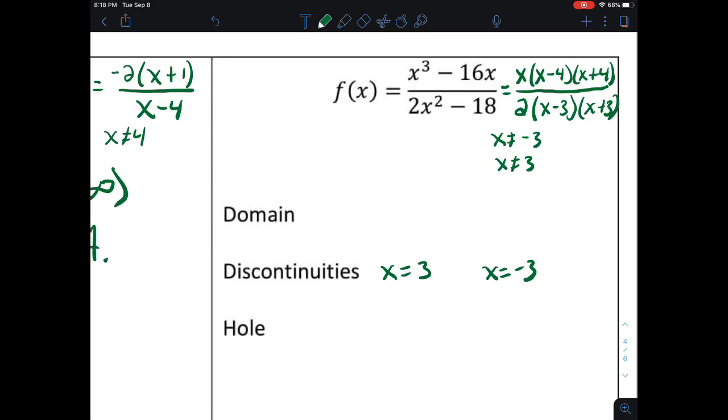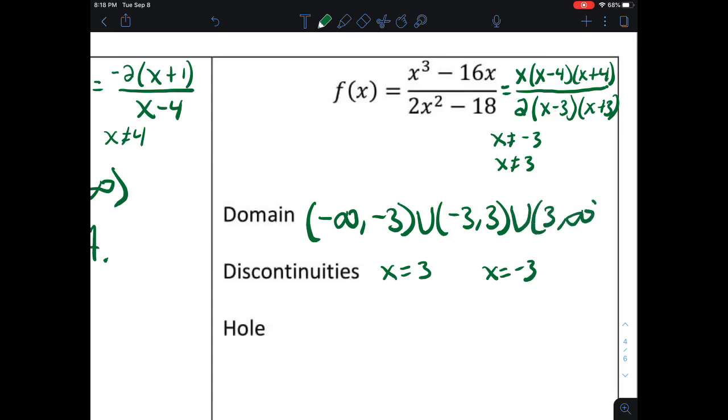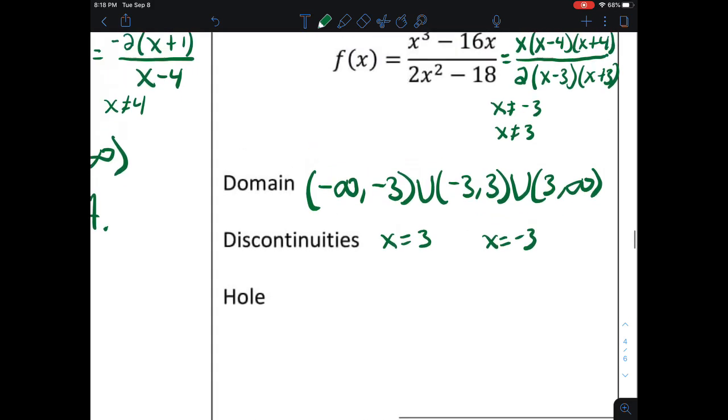discontinuities. My domain for this rational function is going to be the set of all real numbers except for my discontinuities. So it would go from negative infinity to the first discontinuity of negative 3, and then from negative 3 to the second discontinuity of positive 3, and then from positive 3 to infinity because there's no more breaks in the domain from there. Now let's identify the kind of discontinuities we have.